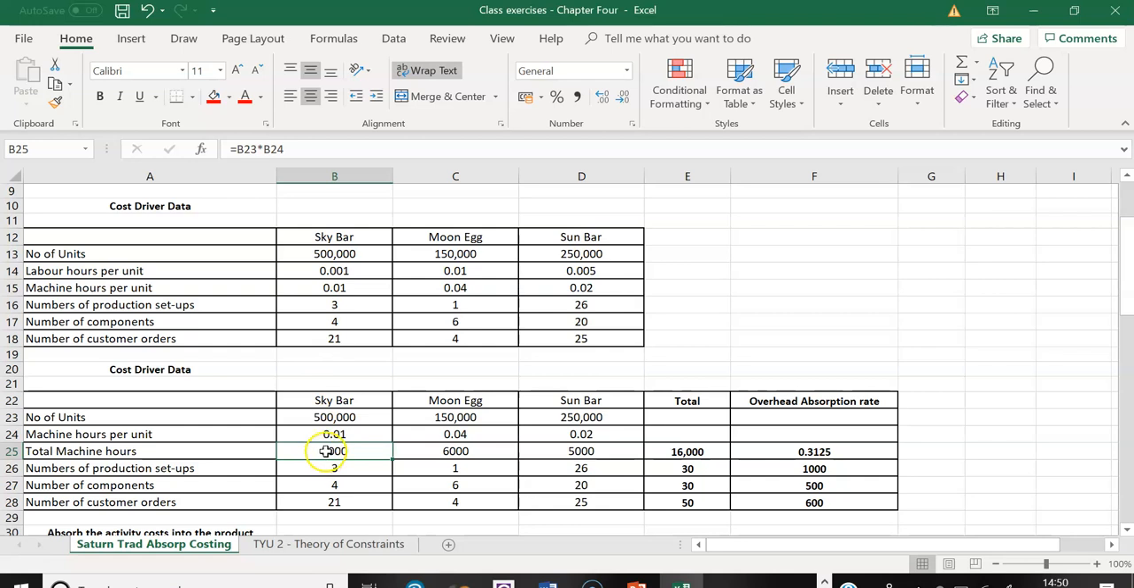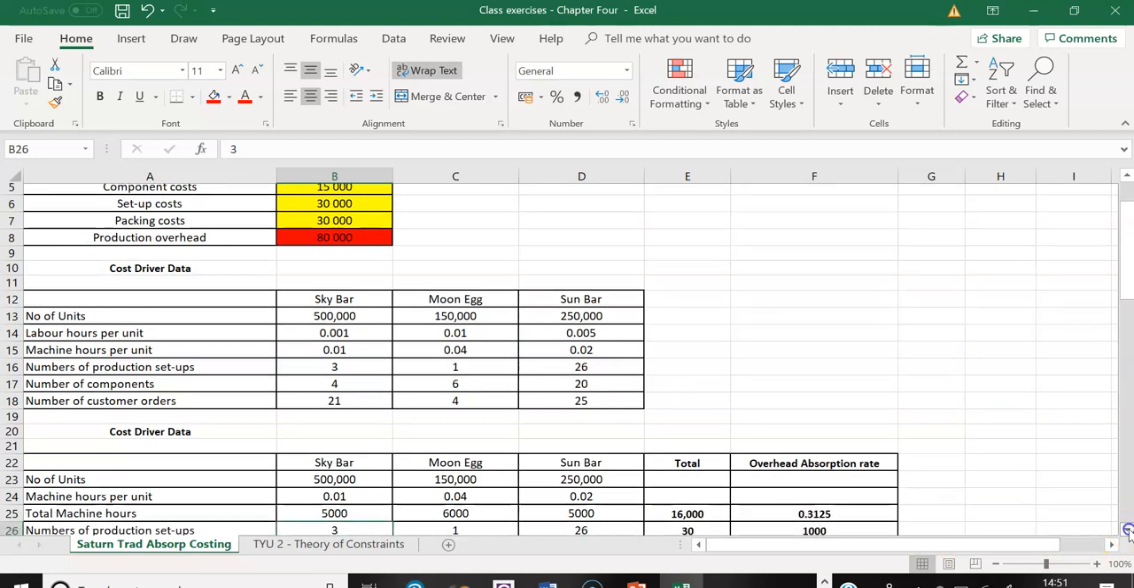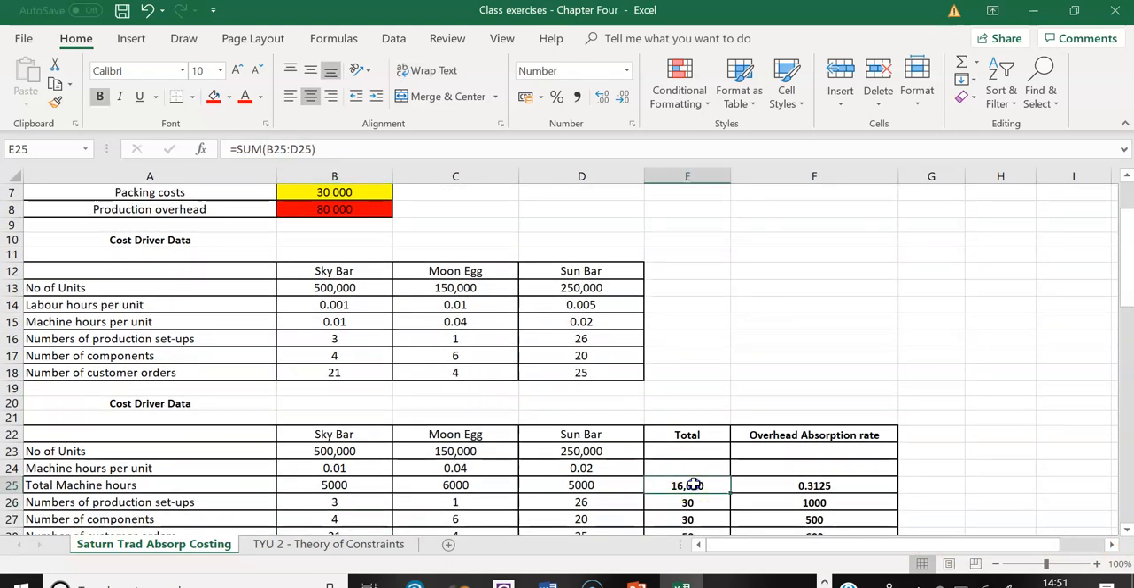I'll click on it so you can see my formula. That's the machine hours times the total number of units. I have the same thing here for Moon Egg and for Sunbar, and I have the total. I also have the production setups, and you can see I've added all of these up. Because I have the total, I can now find the overhead absorption rate, which is literally the machine cost per hour.